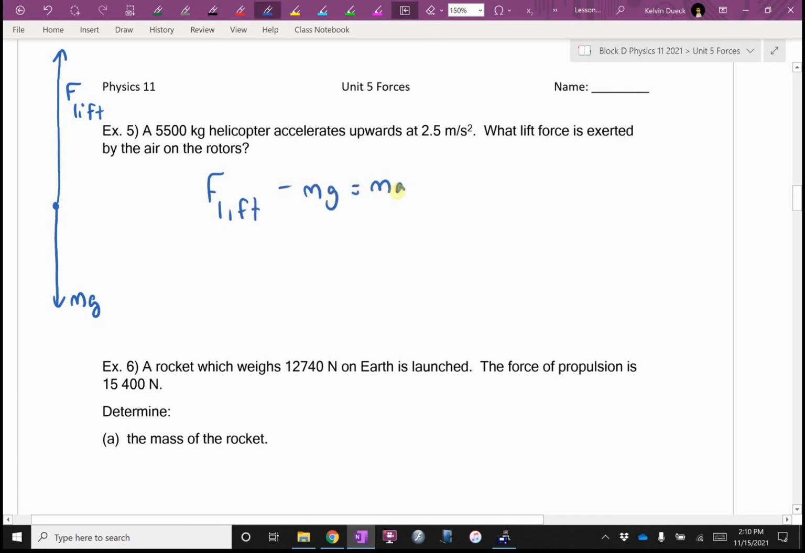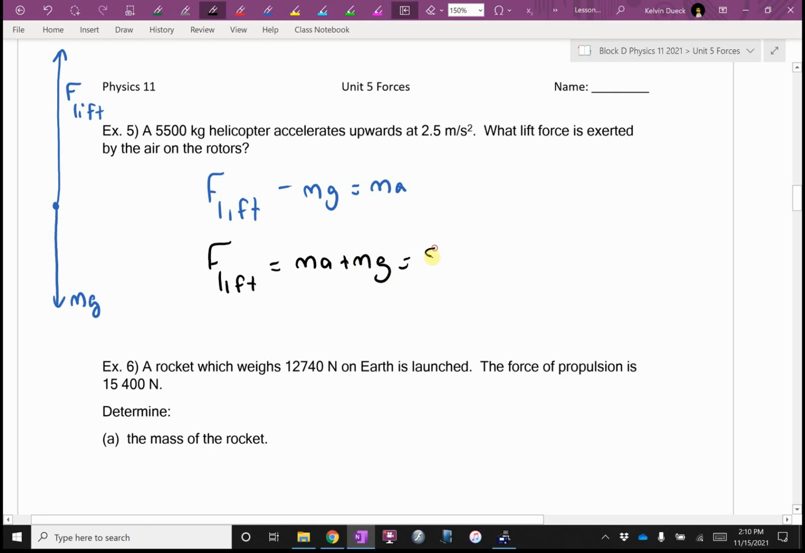Equals ma. I guess I would say now for this helicopter question, I could have it accelerate down or up, as far as I'm concerned, and I can either give you a and say find the lift force, or I can give you the lift force and say find a. What are we trying to find here? Let's get F lift by itself. Add the mg.